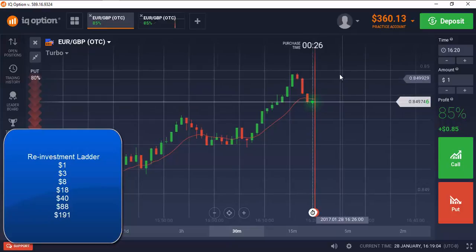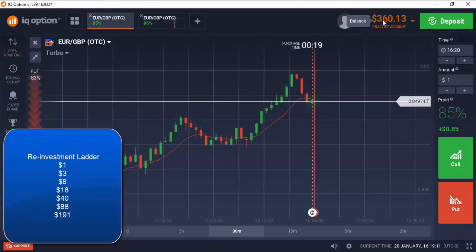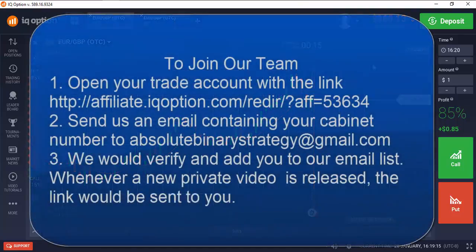Alright guys, I'm not going to chase this $1 trade that just went bad because, like I said, I had a goal. I'm done. I'll continue trading and showing you more trades to the private group members.